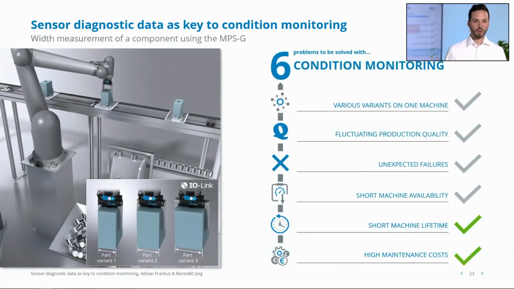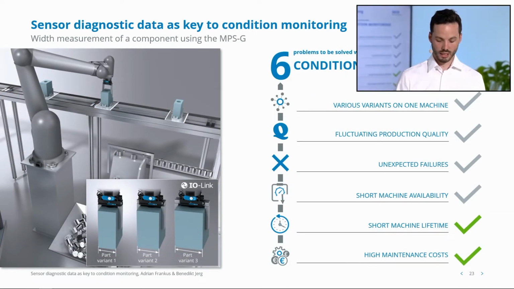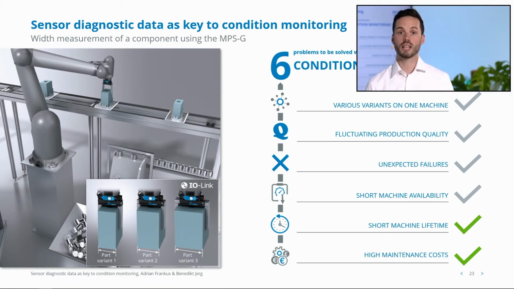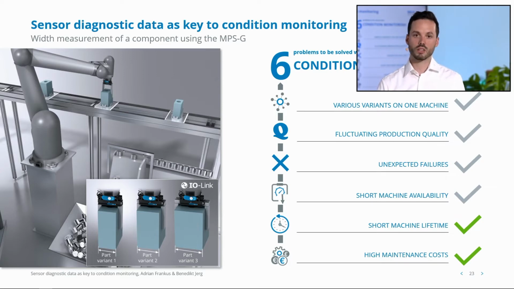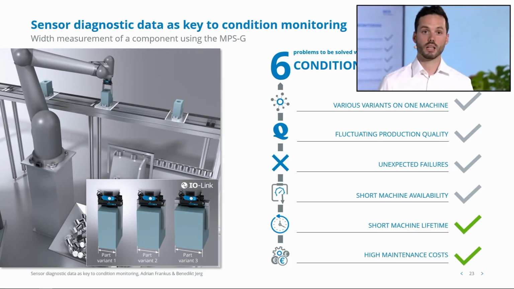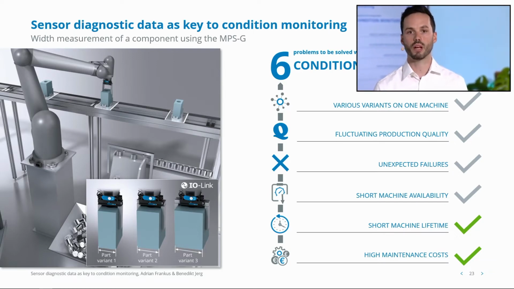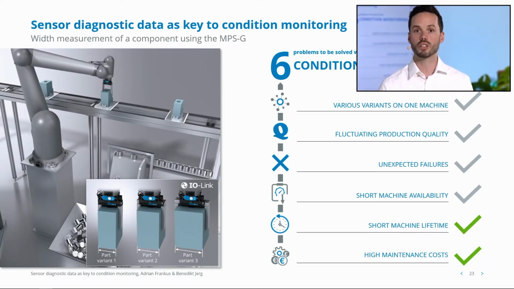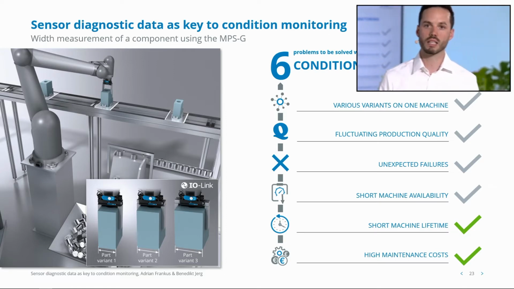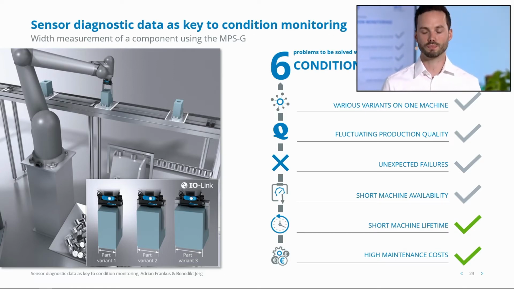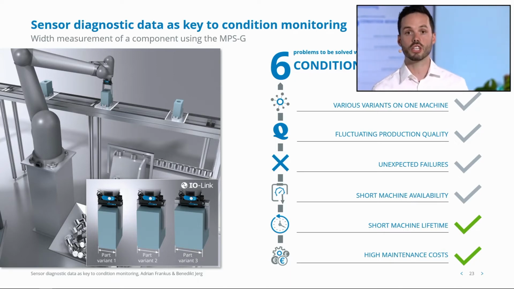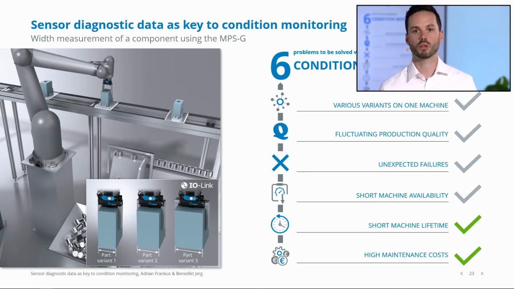So by evaluating all the process diagnosis data, we are able to extend the machine lifetime, to avoid high maintenance costs, and therefore solve all the challenges we have within this complex application. And all challenges are already solved. Of course, a periphery is still needed which prepares, processes and also visualizes the data. But as you have seen by Max, we also provide the solution. But the MPS-G lays the foundation for condition monitoring.